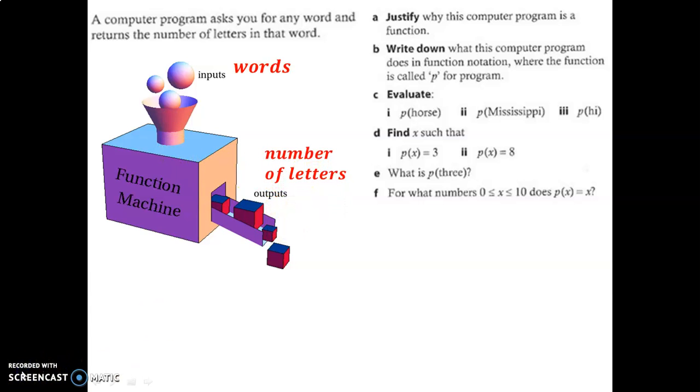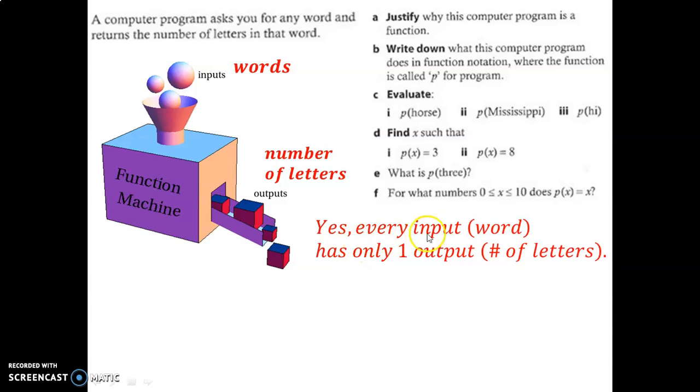Question A says, justify why this program is a function. Hopefully you came up with something like this. For every input, which is a word, there's only one output, the number of letters. All right, a specific word can only have a specific number of letters. So one input leads to one output, and that is the definition of a function.